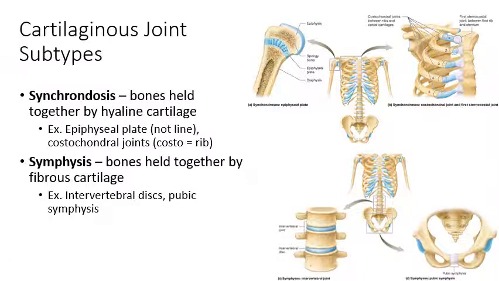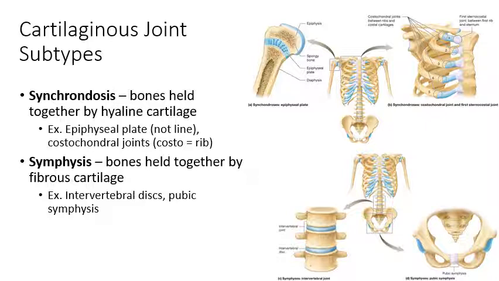For the other type of cartilaginous joint, the symphysis, where the bones are held together by fibrous cartilage, the main examples of that type of joint would be found in the vertebral column. So the intervertebral discs are actually a type of joint between each vertebra. And the capsule for those joints is made by fibrous cartilage. So you would have just this kind of hollow ring of fibrous cartilage that is wrapping around the vertebrae and connecting them to each other. And then in the middle of that, you would have the spinal cord coming through.